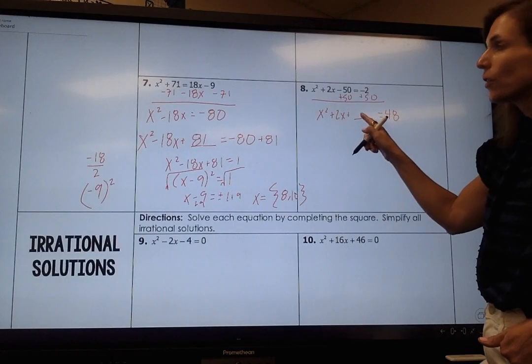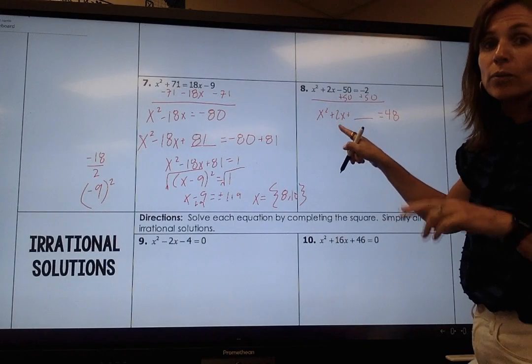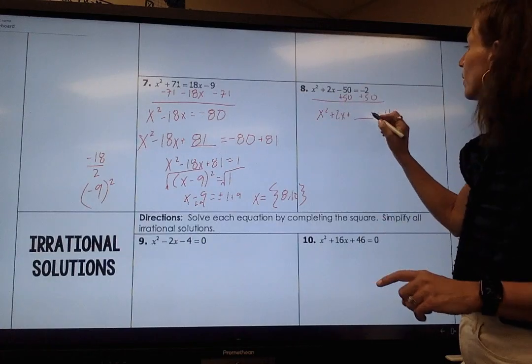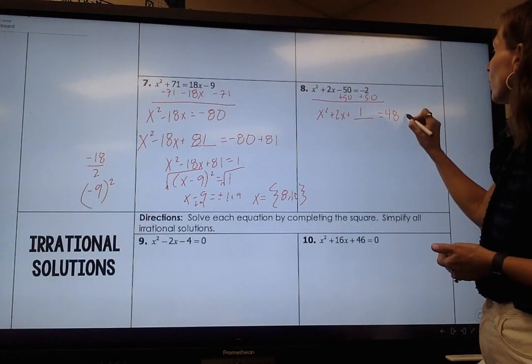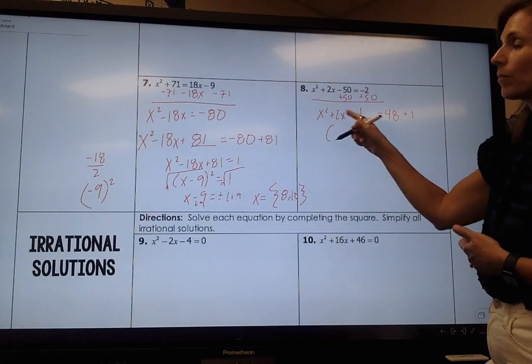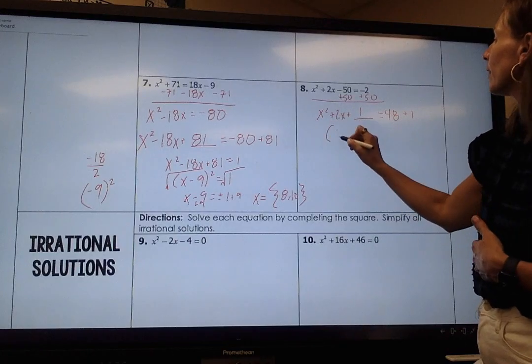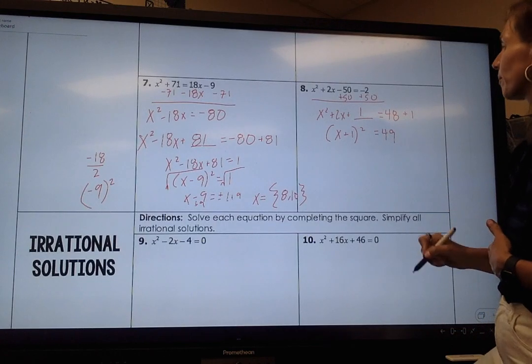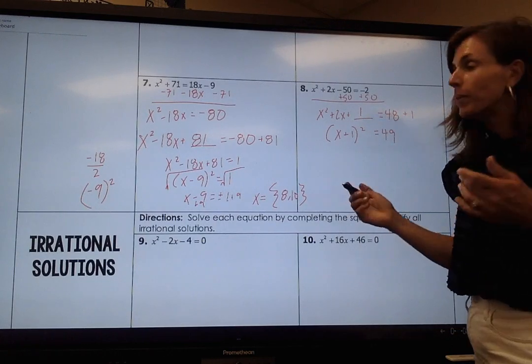Now to get this third term, I take my linear term 2, I divide it in half, which is 1. 1 squared is 1. So I'm getting 1, and whatever you do to one side, you do to the other side. Now I can factor this perfect square, and I get x plus 1 squared equals 49. And now I just do what I've been doing.